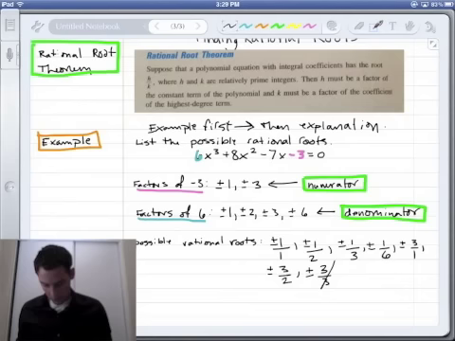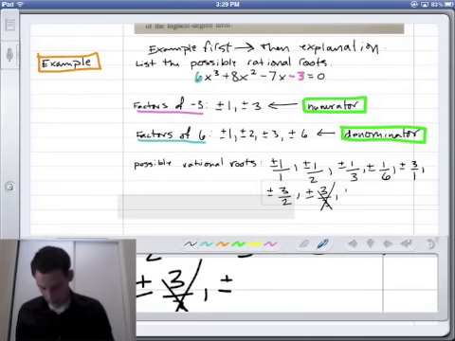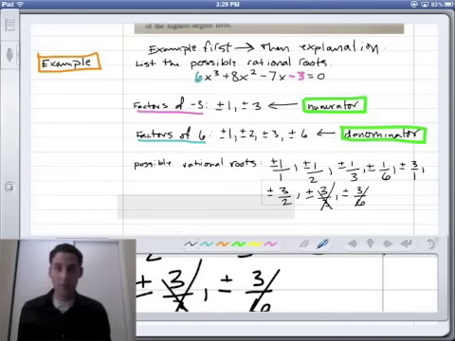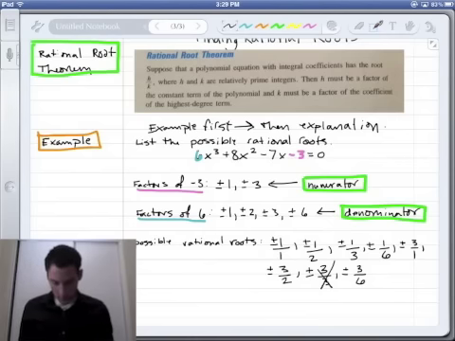So what I'm going to do is just cross that out just so I know that I don't need it. Don't need to check that one again if I was to check these. And then plus or minus 3 over 6. And again, I don't need this because this is the same as 1/2. And I already have 1/2 right there. Okay, so these are the possible rational roots.